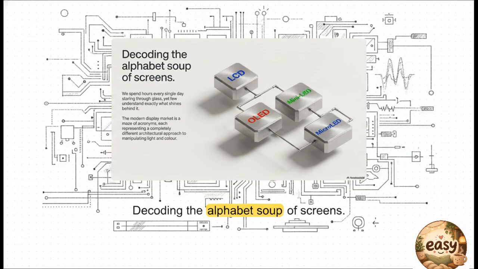And we really need to do this because the modern display market is an absolute maze of acronyms. Just look at these intricate metallic blocks. LCD, OLED, mini-LED, micro-LED. It's a literal alphabet soup of screens. But here's the secret. Each one of these machined concepts represents a completely different architectural approach to manipulating light and color. And we're going to demystify this exact maze right now.